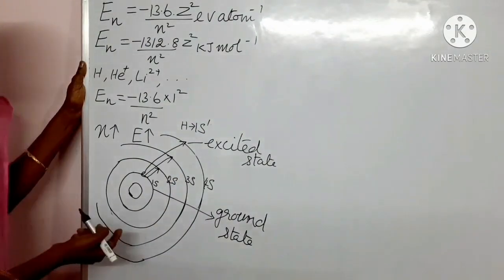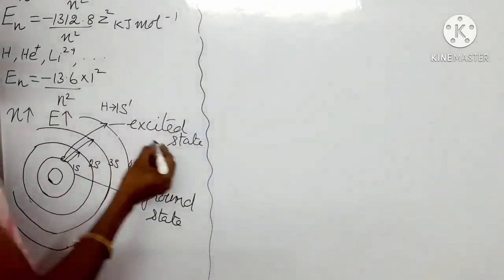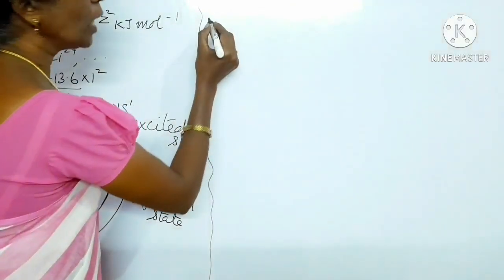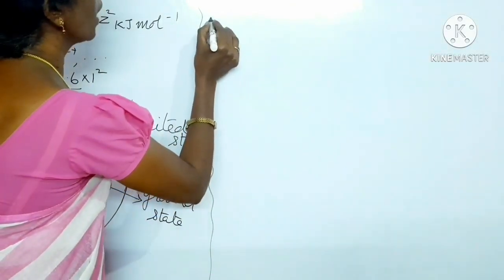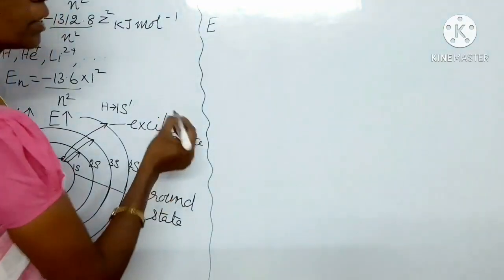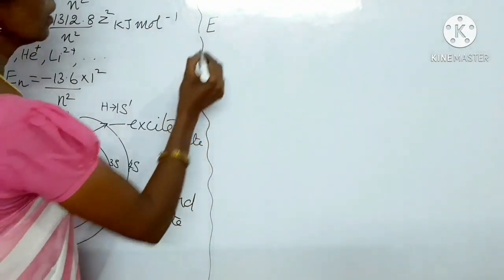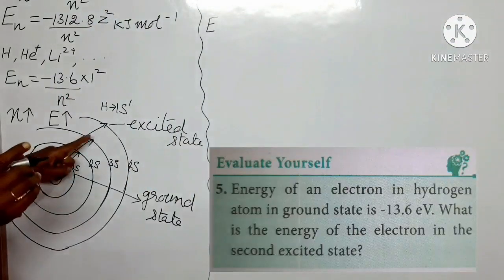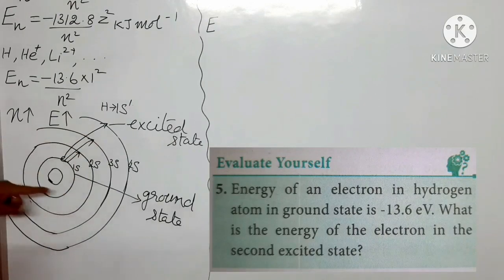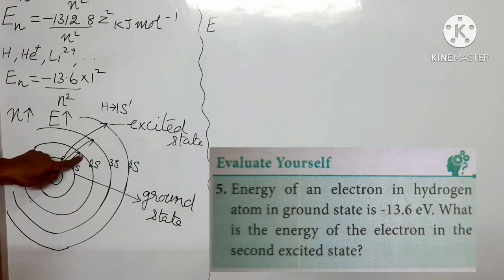Now I saw one question in your textbook. In that problem they asked: find the energy of the electron in the case of a hydrogen atom present in the second excited state. So which is the second excited state? This is your first excited state.